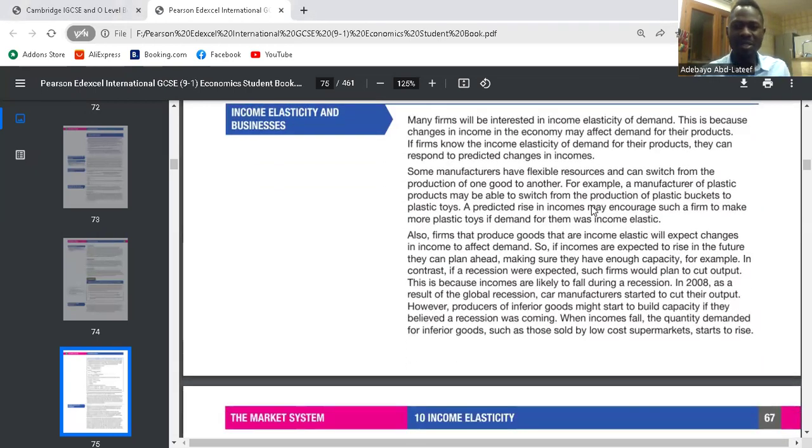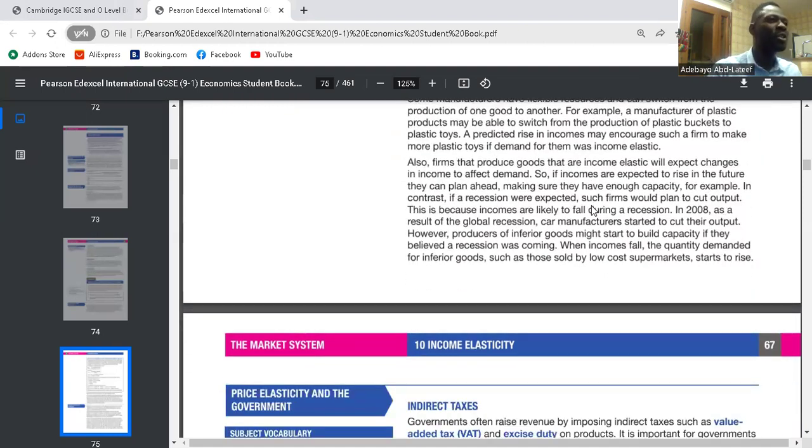So that's the last paragraph. Also, firms that produce goods that are income inelastic. Well, basically, let me just put it this way for you. It's income elastic, it's income inelastic. So if the products you sell are normal goods, that means as soon as income level increases, they will buy more of your goods. So you only produce those goods when you predict or understand that the level of income is going to increase in the economy.